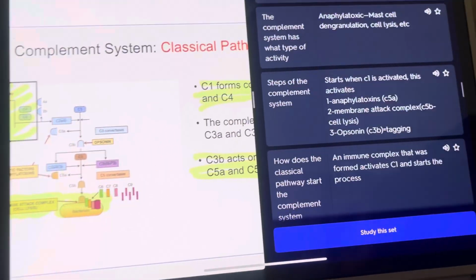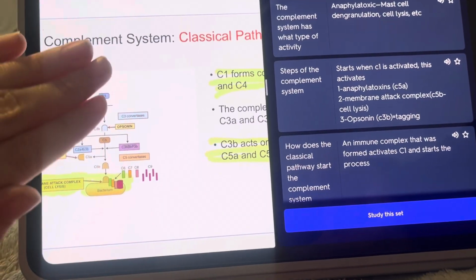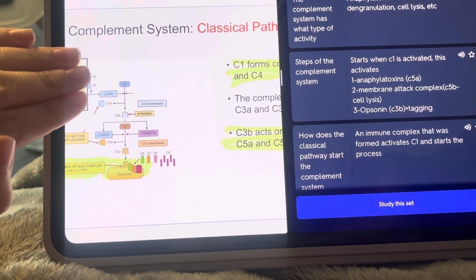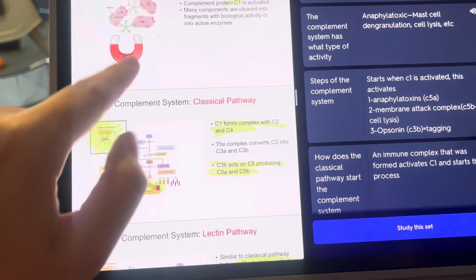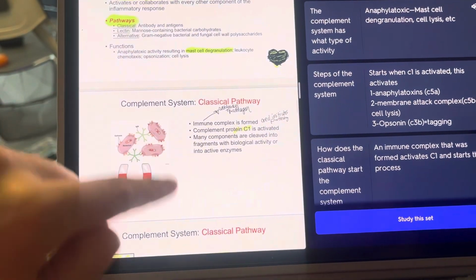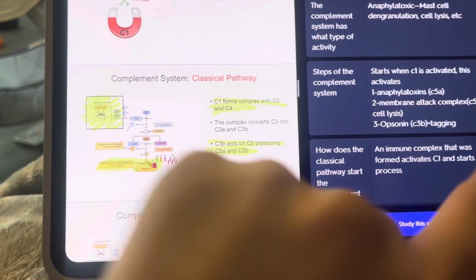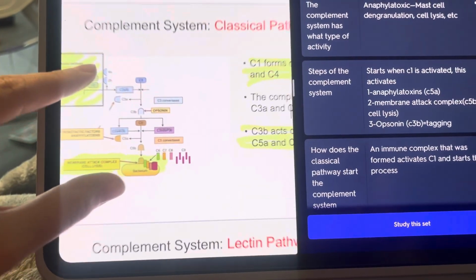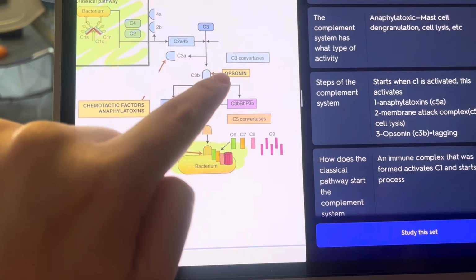Okay, so the steps of the complement system are literally right here, okay? Something has to activate complement system, okay? And that's going to be the classical pathway, the lectin pathway, and the alternative pathway. But once it's activated, the complement system starts. The complement system is this. It's all that's orange that she's kind of highlighted here. So opsonin gets activated.